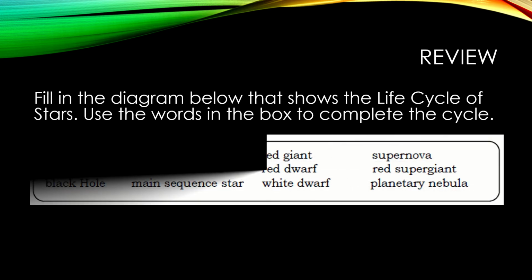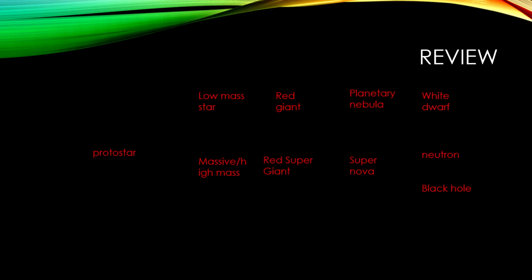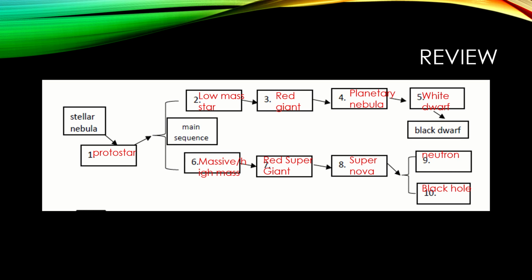So, we have here a list of words that we're going to use in answering the concept map. So, here is the concept map. We have the stellar nebula, which is a collection of dust particles. And then we have the protostar. And then after the birth of the star, it will be a main sequence star. It can be a low mass star or a massive or high mass star.